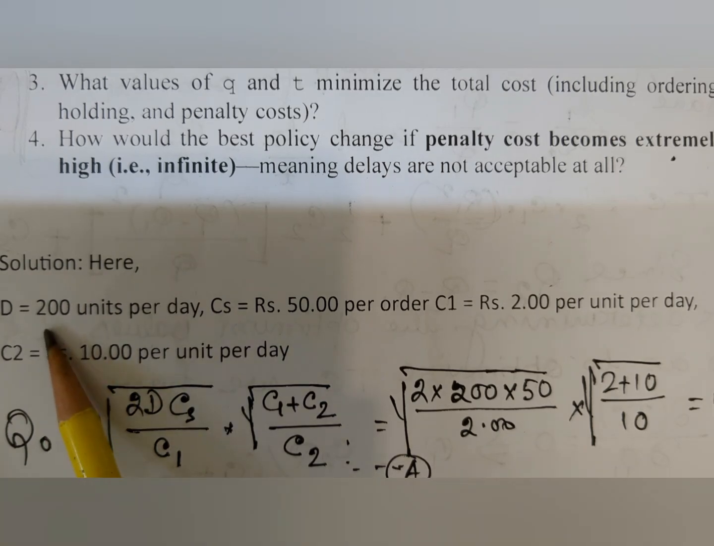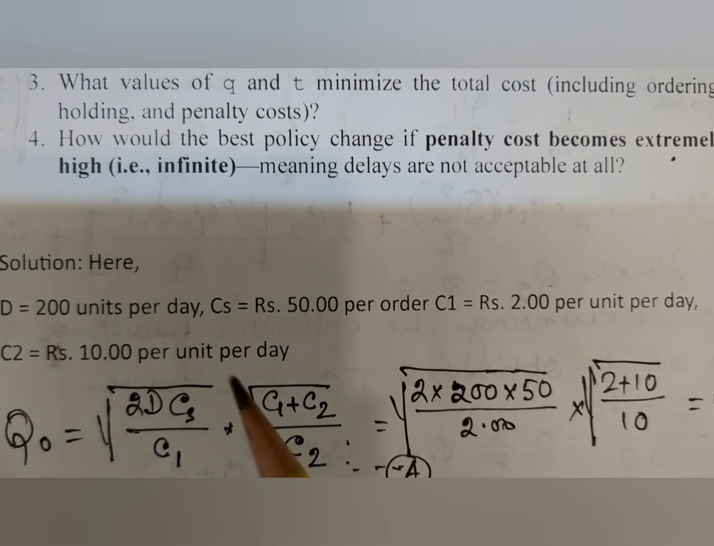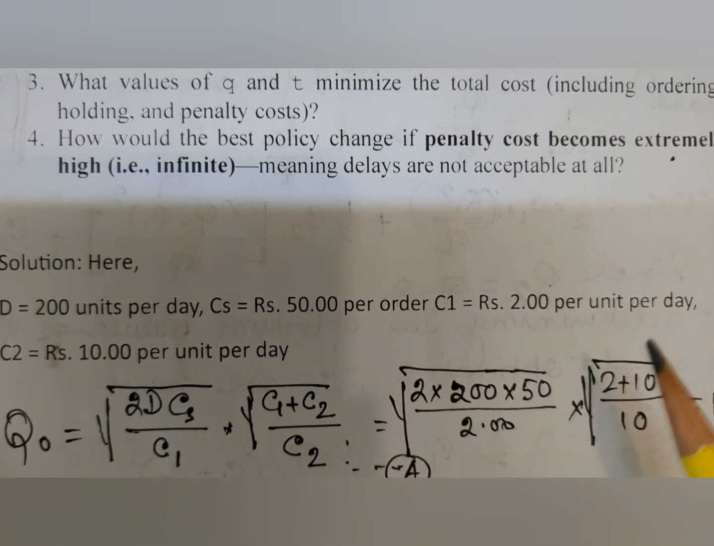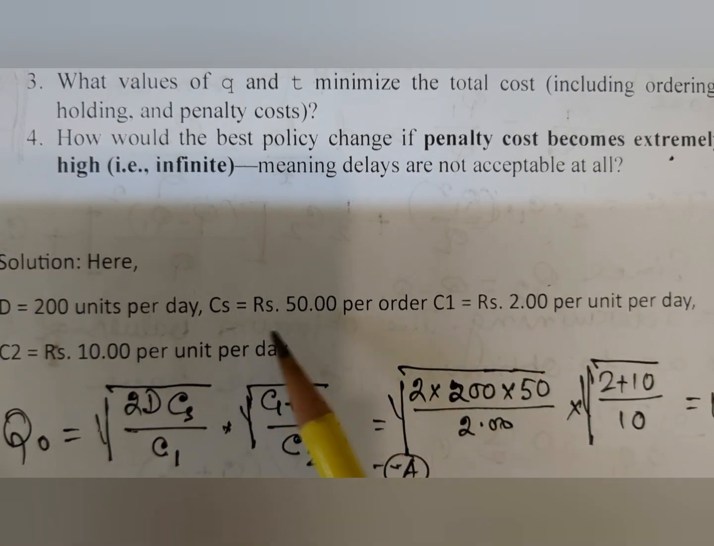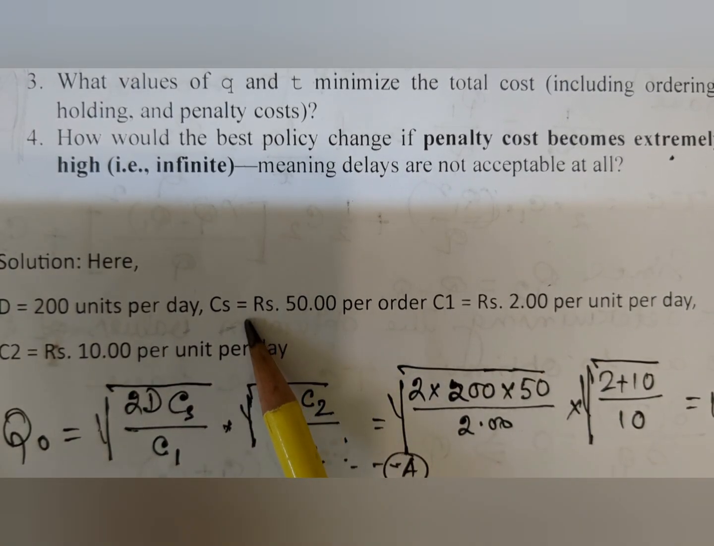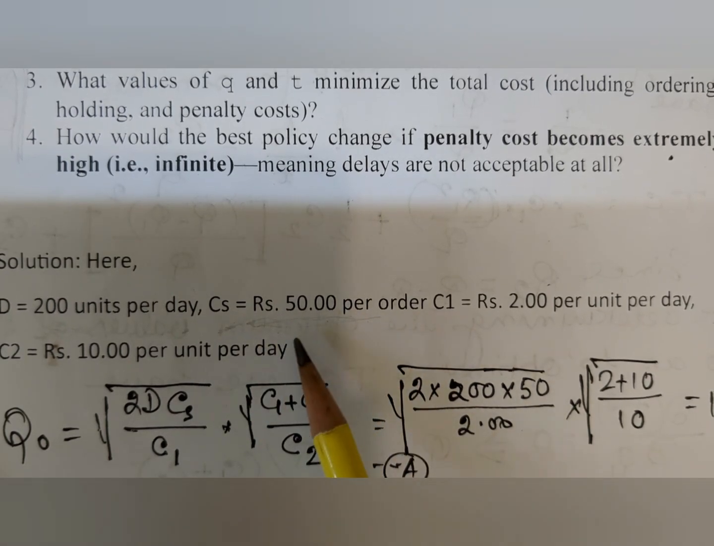So in this problem, the demand is given as 200 units per day. तो सारा कॉस्ट को भी तुमको सेम यूनिट में लाना है, that is per day. You have to convert all the cost per day only, जहाँ टाइम की बात है. लेकिन C_S में कोई टाइम की बात नहीं है, that is per order only. The ordering cost is ₹50 per order, इसलिए कोई टाइम की बात नहीं है, as it is C_S.